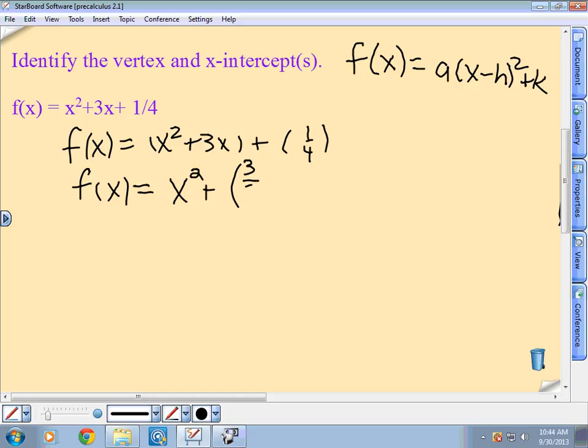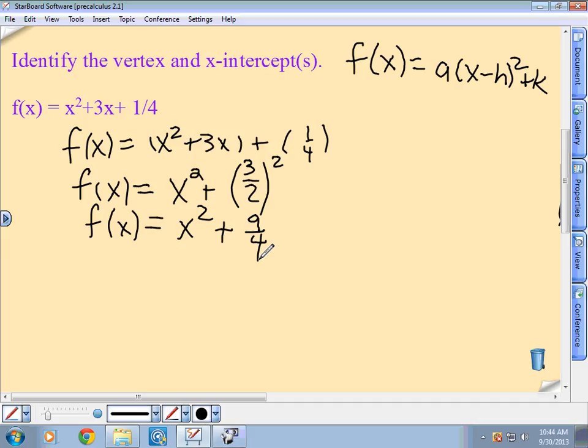Alright, it's just 3 halves. And then we're gonna square that, okay? 9/4. So f of x equals x squared plus 9/4. Okay, now, wait, if you didn't have to square the 1/4?